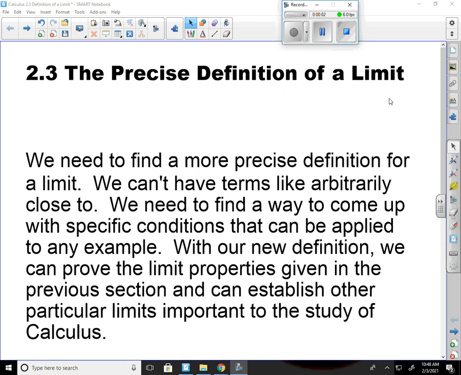2.3, the precise definition of a limit. That's all you have to write from this slide. We need to find a more precise definition for a limit.